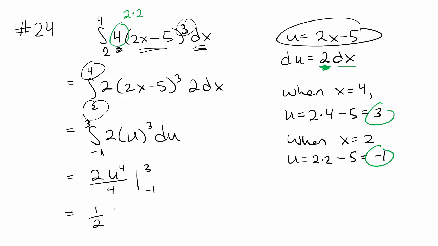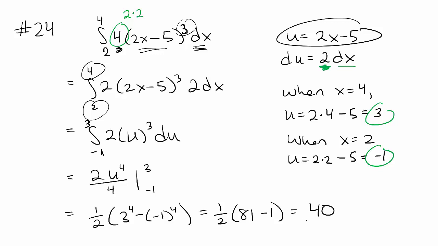So I have 1/2, I plug 3 in, minus I plug -1 in, and then I clean this up. And I messed up. Should be a 1 here. All right, so you get 40 as your final answer.